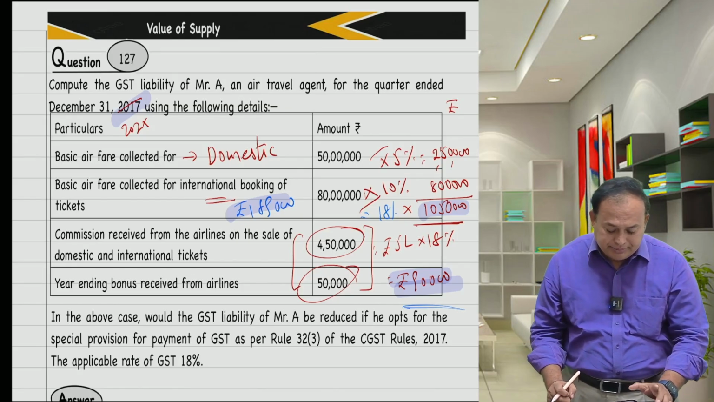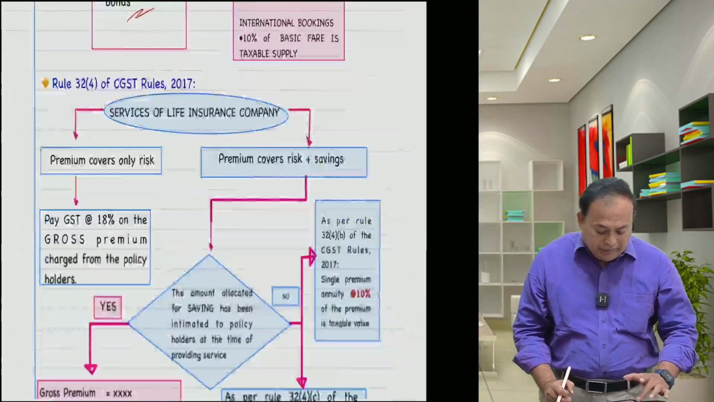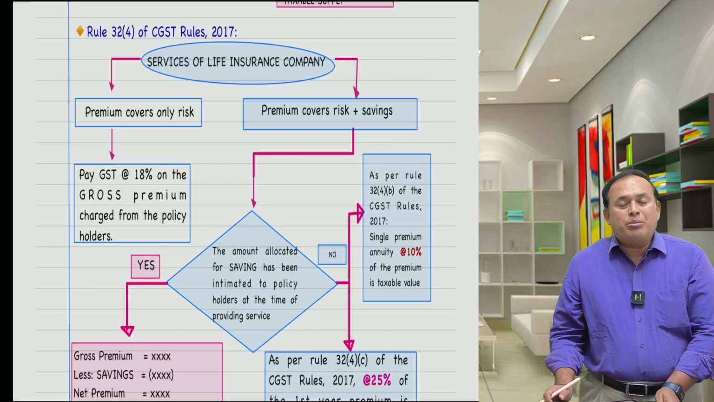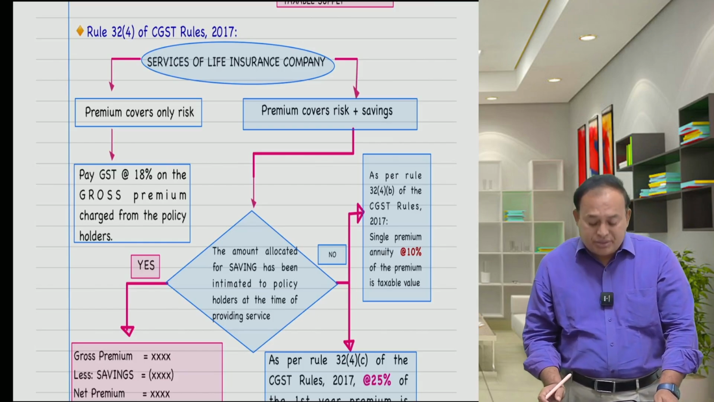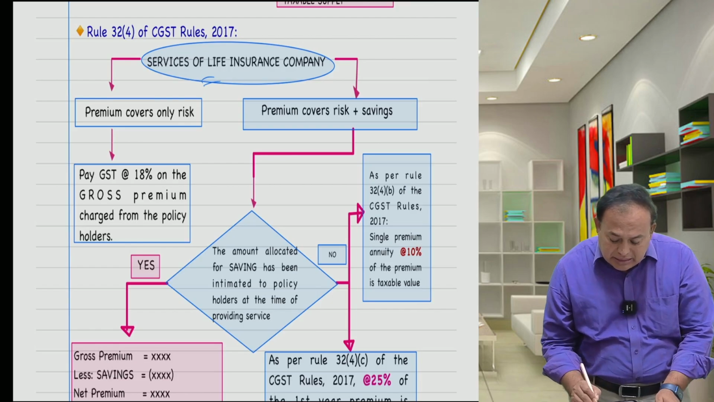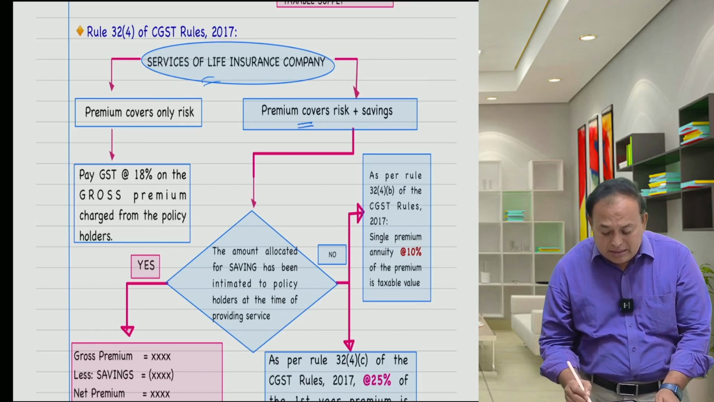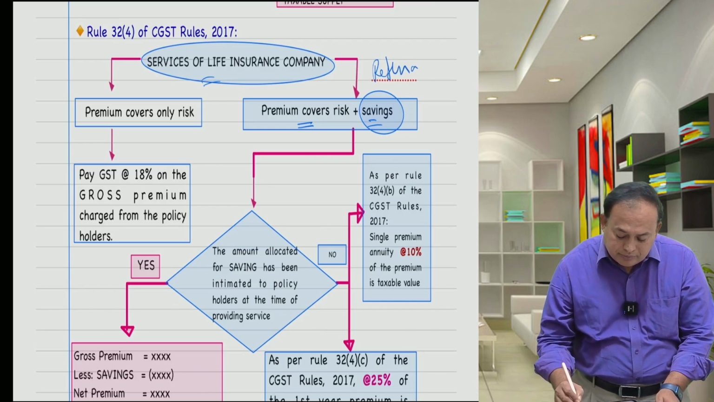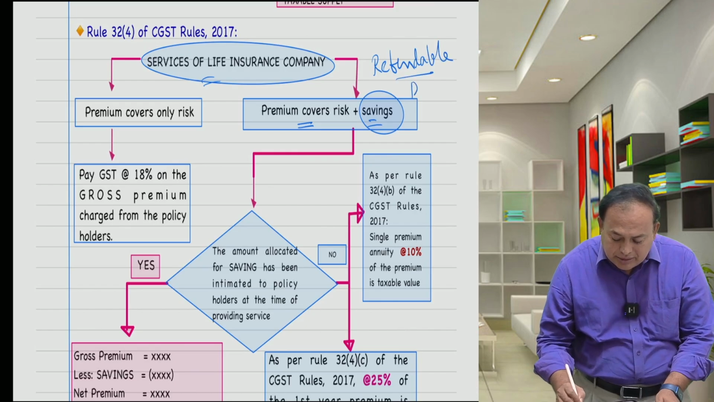Now please come back. Further referring here, insurance companies, rule number 32 sub number 4, like life insurance. Life insurance is to offer premium for risk plus saving. Saving is nothing but, my dear friends, a refundable deposit. Refundable deposit is not a consideration.